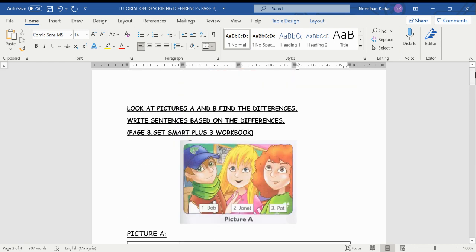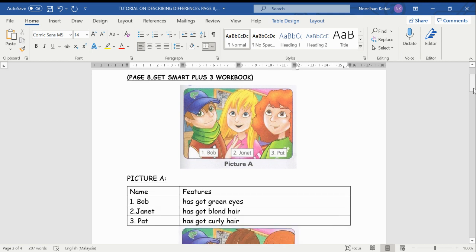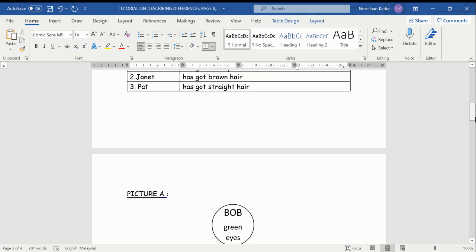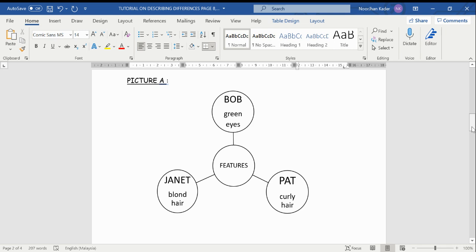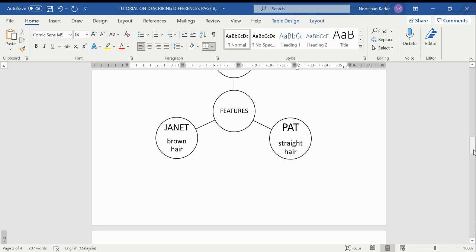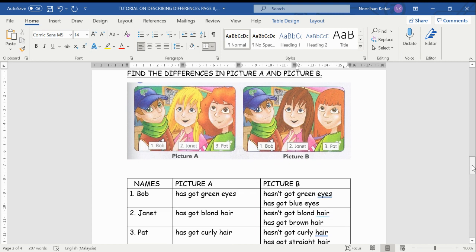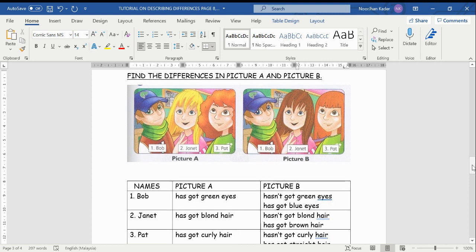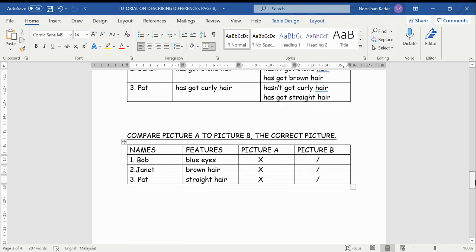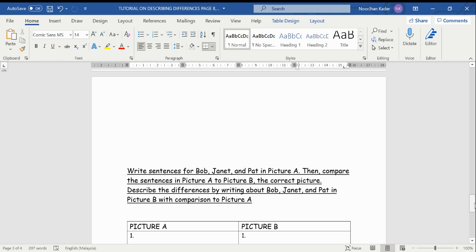So we have done the first part. First part, we already filled in the table with features of three of them in picture A, then picture B. Then after that, we completed the bubble map for picture A and picture B for their features. Then in the third part, we described the differences by writing so that we can see the differences. Then at last, we put a checklist. So we tick and we cross. Then the last one will be write. We have to write sentences now.